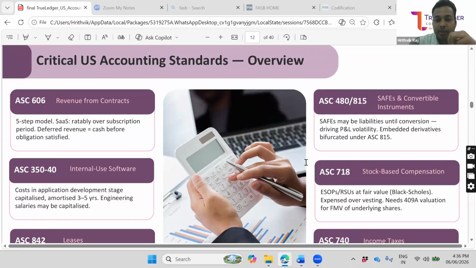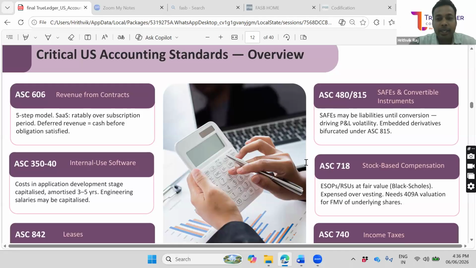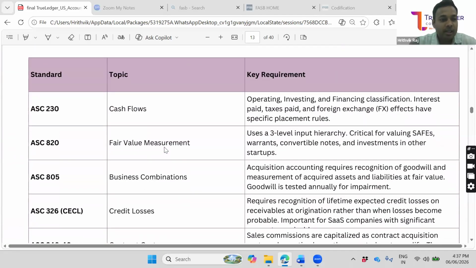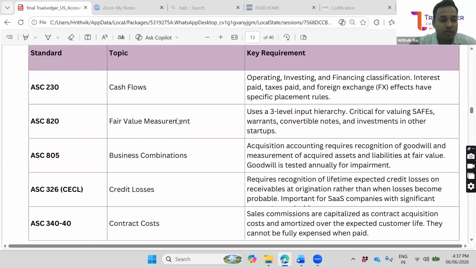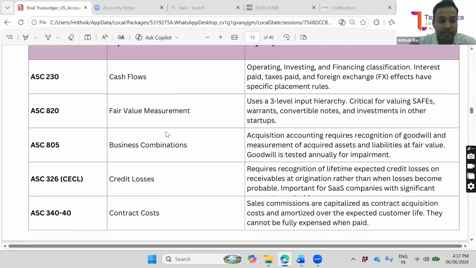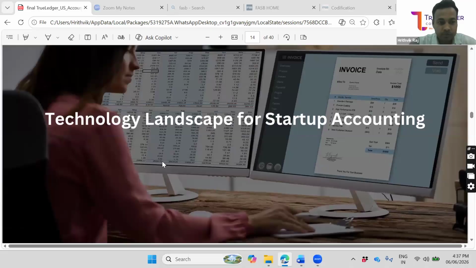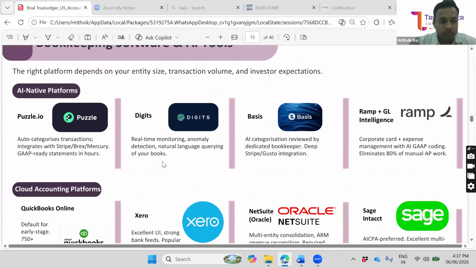I've discussed this here because Manish already spoke about ASC 480 and SAFE instruments, which are not readily converted into equity right now, but when you receive the funding, Series A or so, then it gets converted into equity. You have to keep this in mind when maintaining the books of account. I spoke about internal use software as well. Then there are certain other standards that need some emphasis, like ASC 230 cash flows, ASC 820 fair value measurement, ASC 805 business combinations, ASC 326 credit losses, and contract costs. This I have discussed.